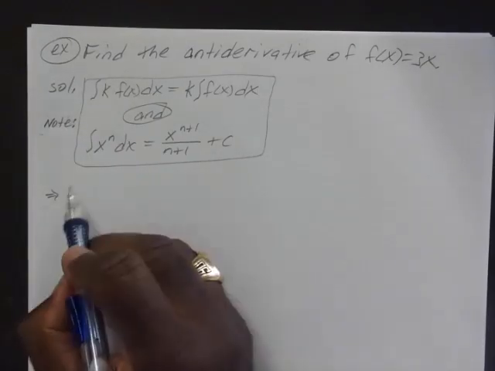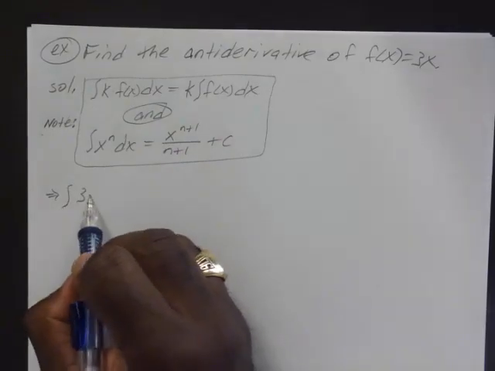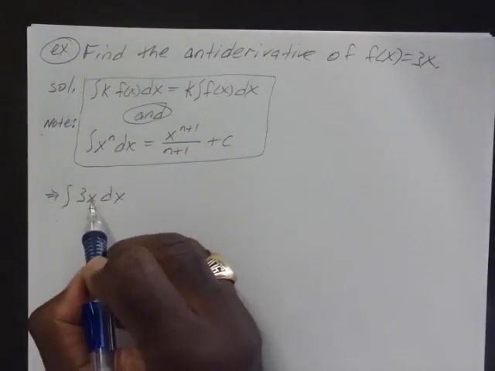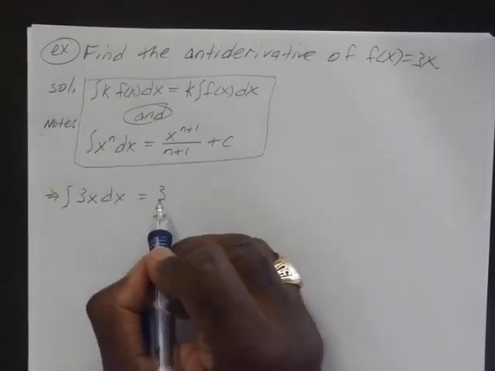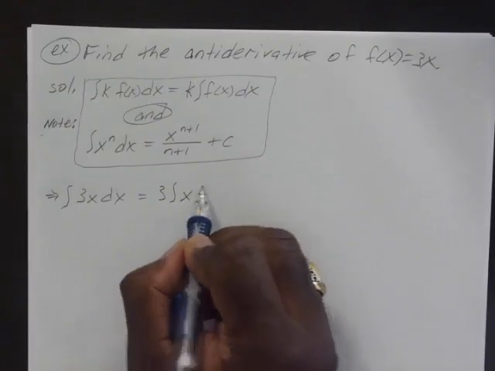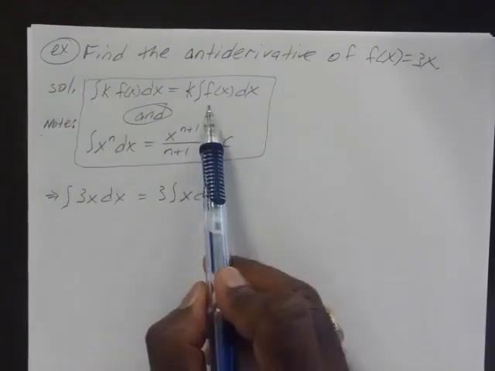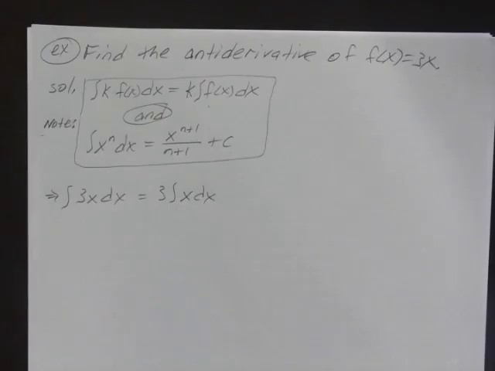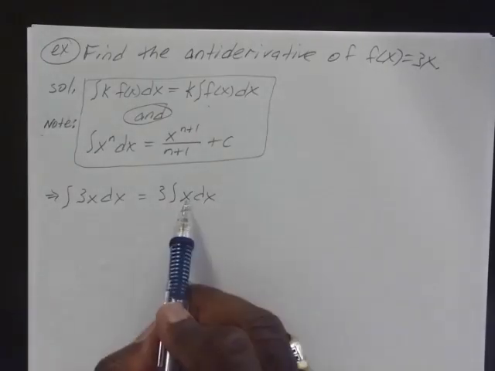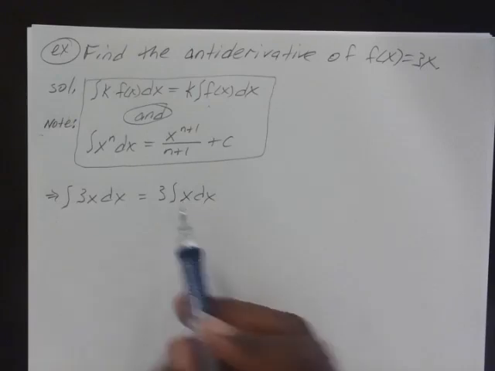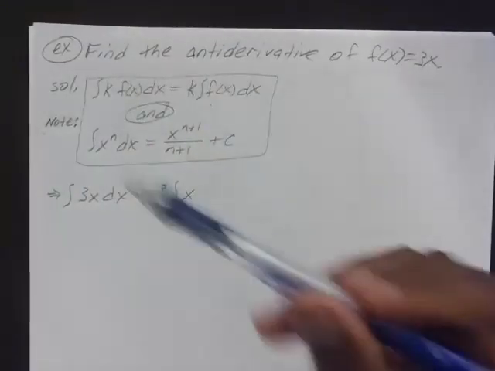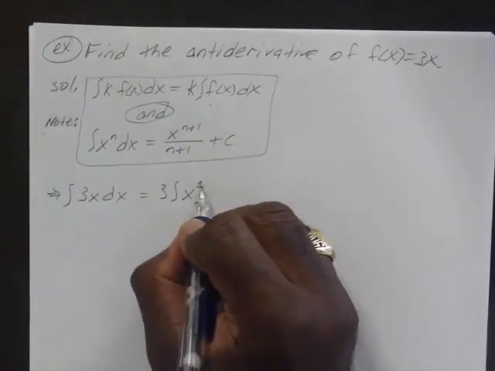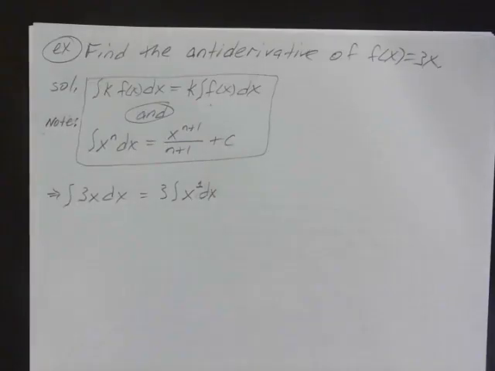Okay, so if we're looking for the antiderivative of 3x with respect to x, we can get that 3 and just bring it out to the front, which is what we did here. And that x, we can rewrite as x to the first power. You don't have to, but sometimes it helps. So we'll just make that x to the first power with respect to x.